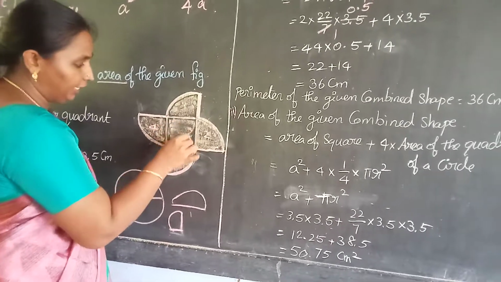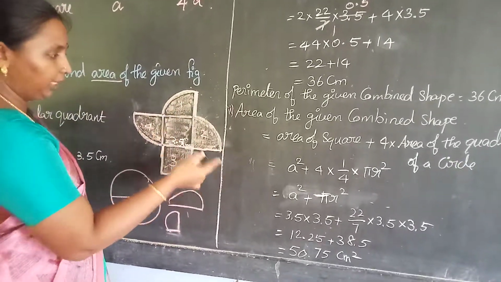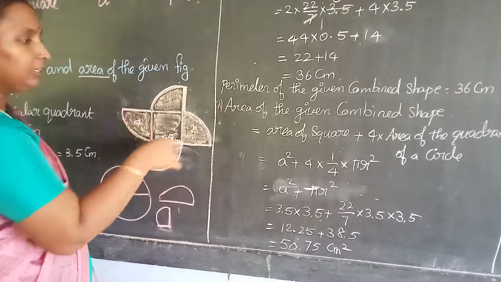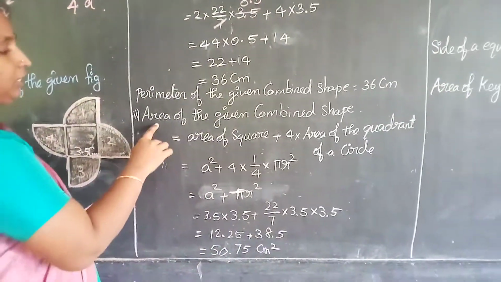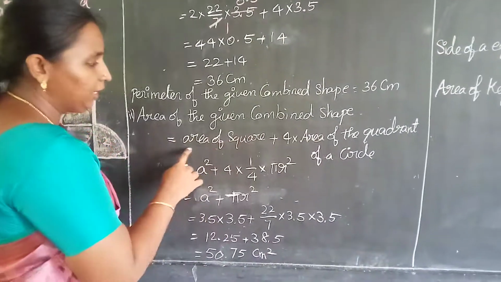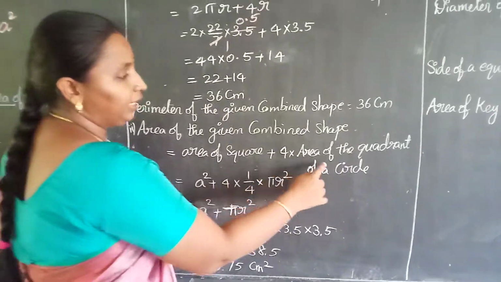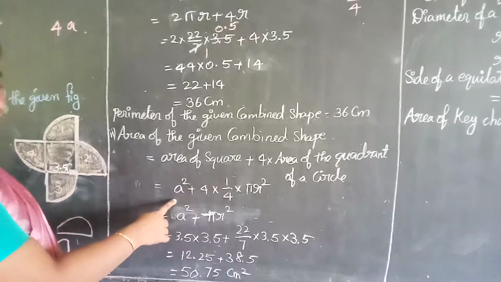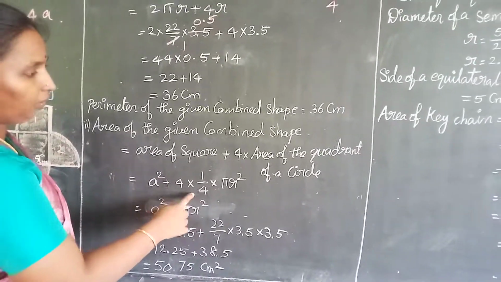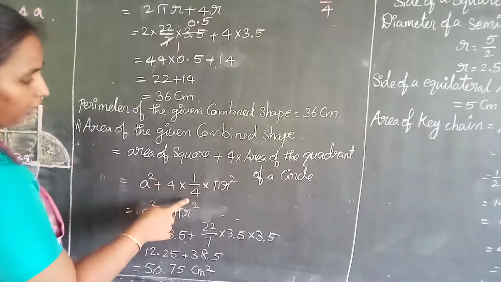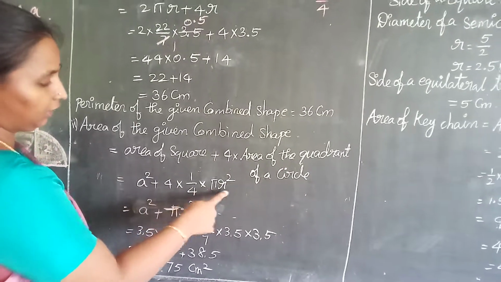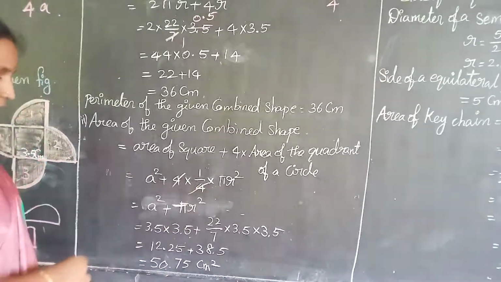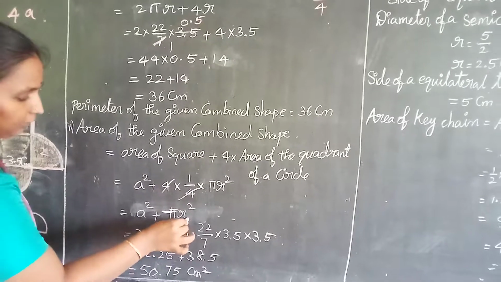So if you add area of square plus 4 into quadrant of a circle, you will get area of this combined shape. So area of the given combined shape is area of square plus 4 into area of quadrant of a circle. So area of square, what is the formula? A square plus 4 into quadrant means you write 1 by 4 into, so area of circle is pi r square. Here also 4 and 4 will get cancelled. A square plus pi r square.